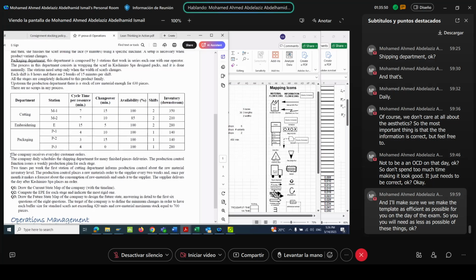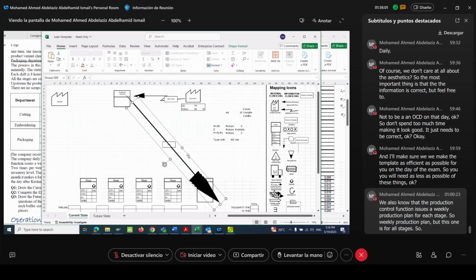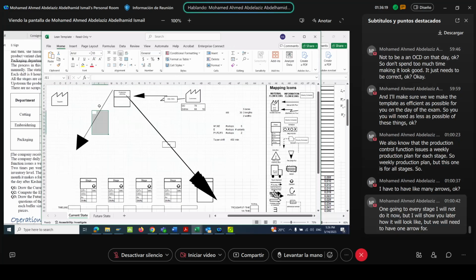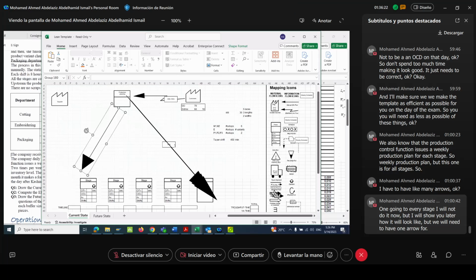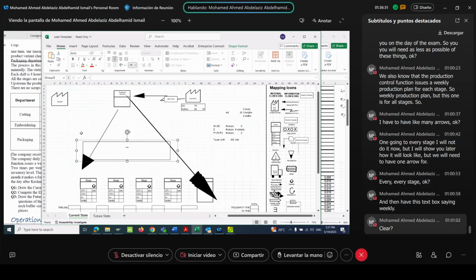We also know that the production control function issues a weekly production plan for each stage. So there is a weekly production plan, but this one is for all stages. So I have to have many arrows, okay? One going to every stage. I will not do it now, but I will show you later how it will look, but we will need to have one arrow for every stage, okay? And then have this text box saying weekly. Clear? So it will be something like that.